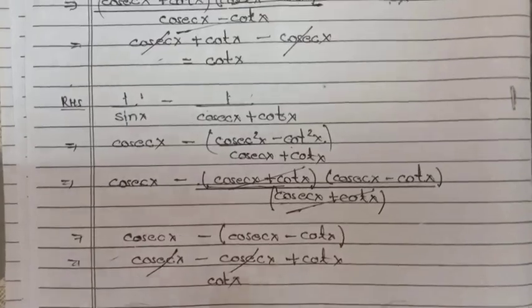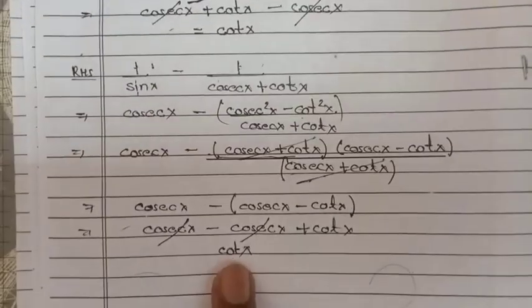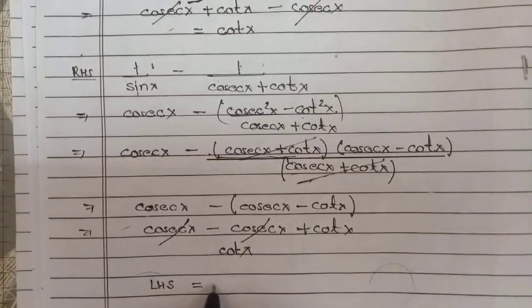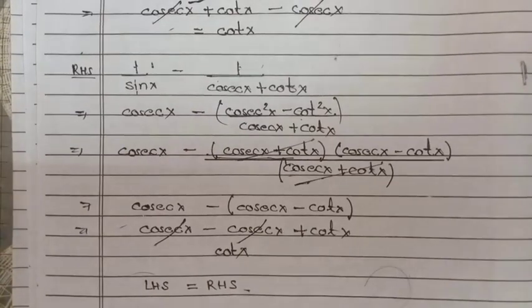So see, when we simplified the left side we got cot x, we simplified the right side, again the cot x. So we can say we have shown LHS is equal to RHS. This is clear to you now?